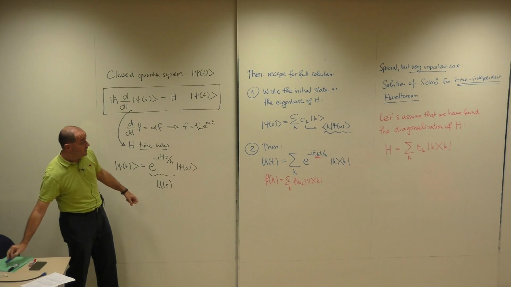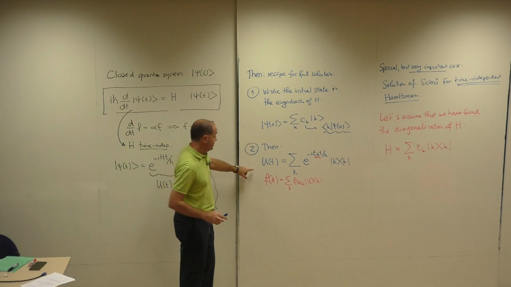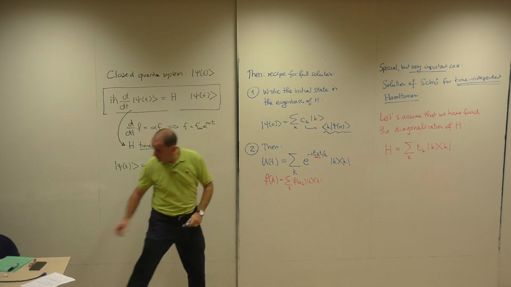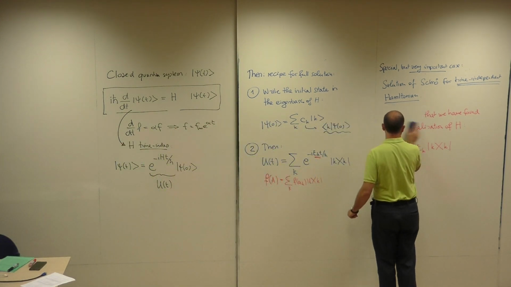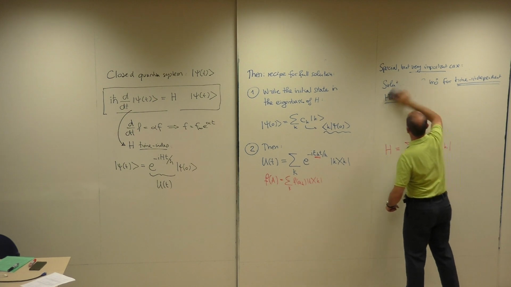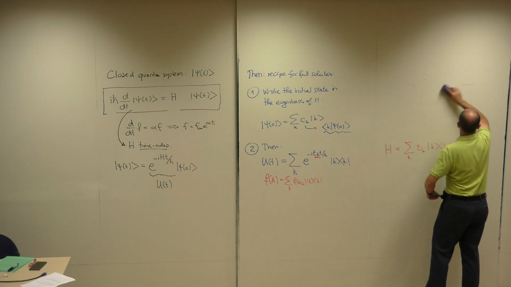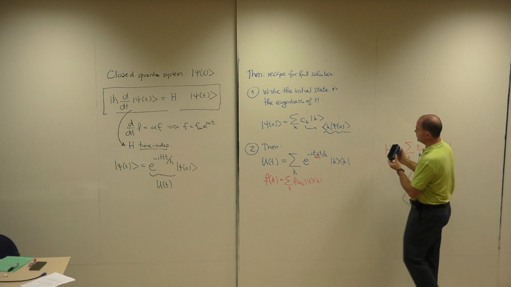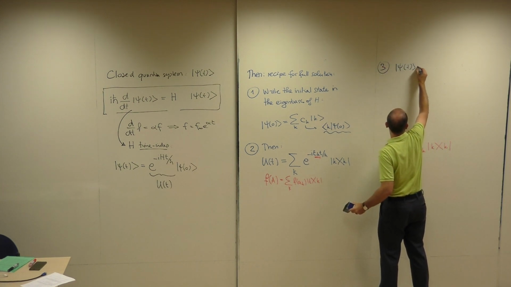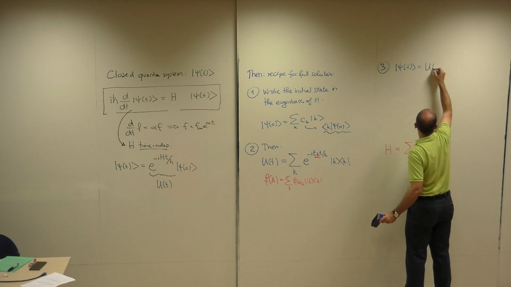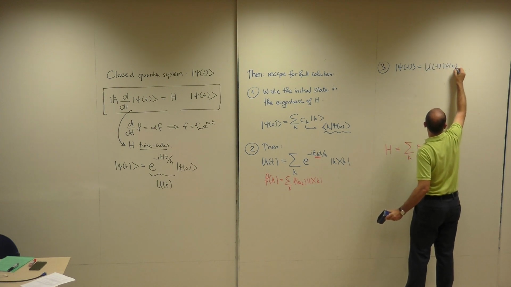Okay? Now put the two together. I have that, where do I write it? Maybe I write it here, here on the top. Point number 3, so therefore, psi of t is equal to u of t psi of 0.